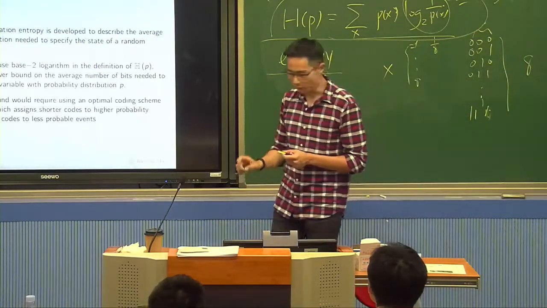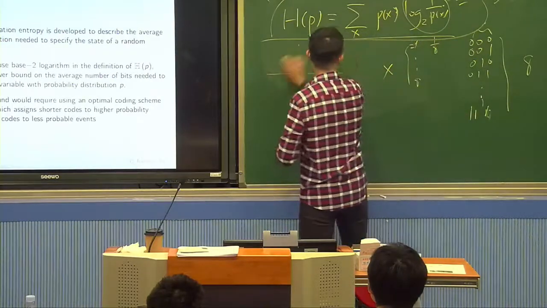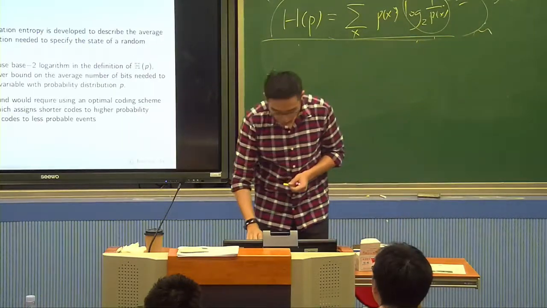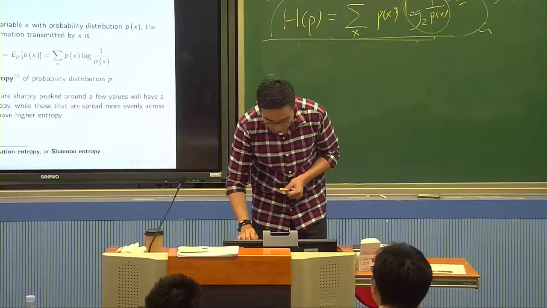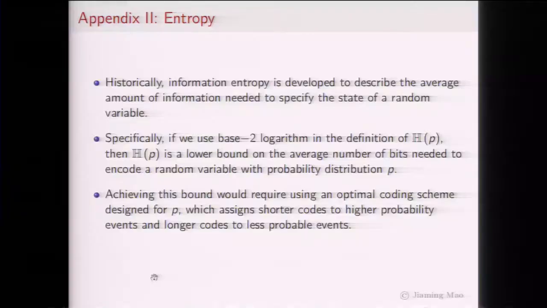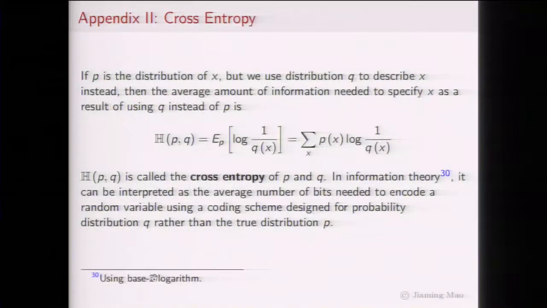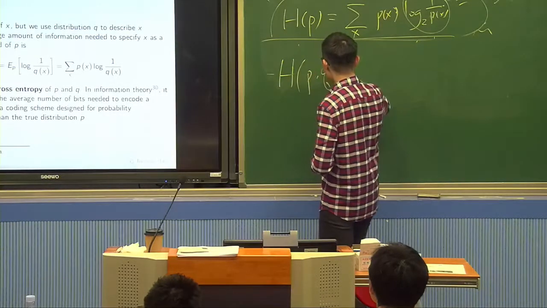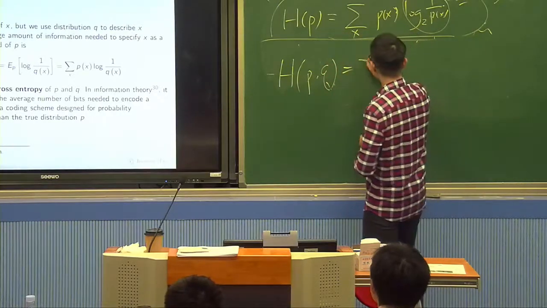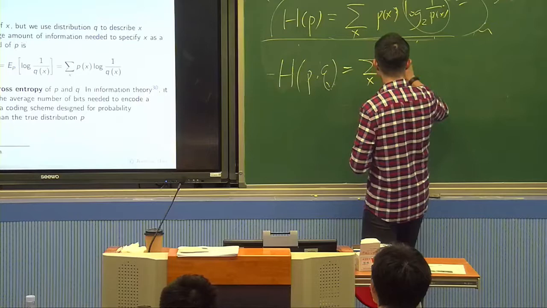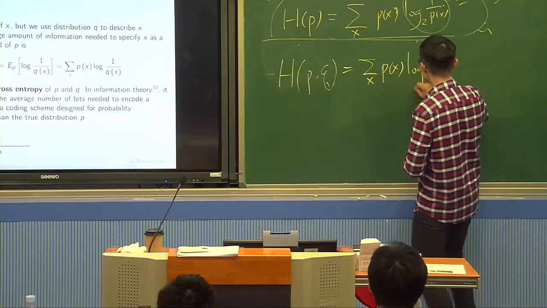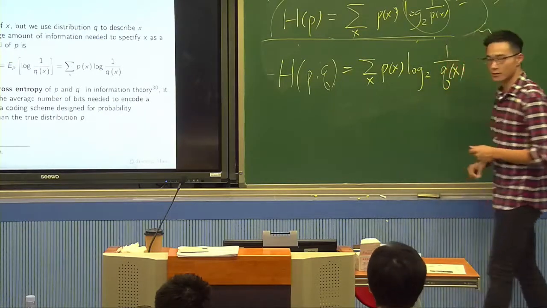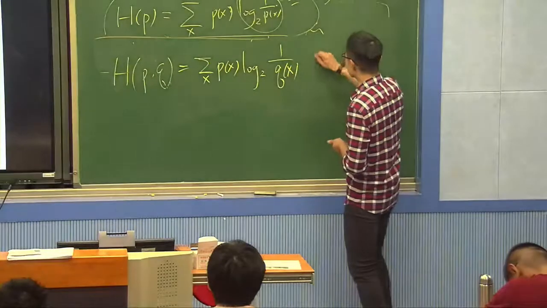So now I'm going to define another concept. I'm going to define something called H(P, Q), just two things. I'm going to define it as the sum of x, p(x), and again, log using 2 as a base, 1 over q(x). This is called cross-entropy.